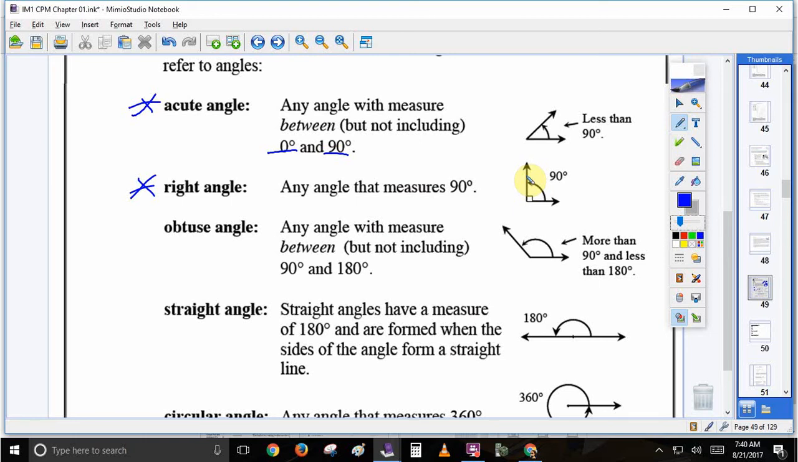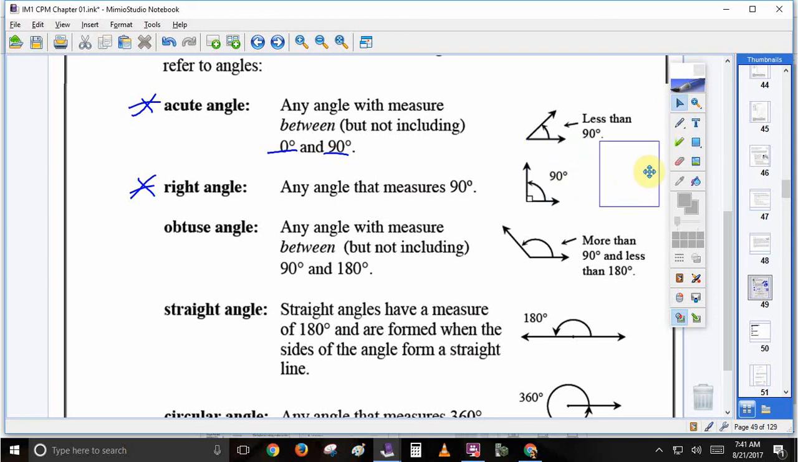In fact, when I need an impromptu way of checking if an angle is 90 degrees, you can take the corner of a piece of paper and line it up. Just pretend this box is my paper, and we'll see down here, that's the 90-degree angle.